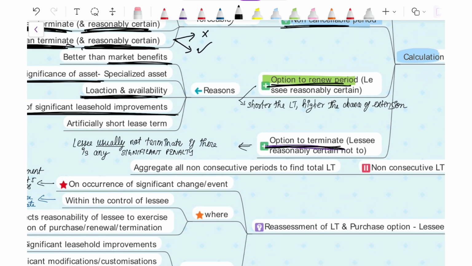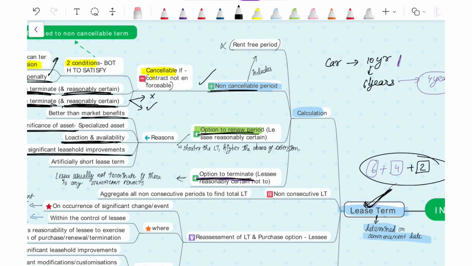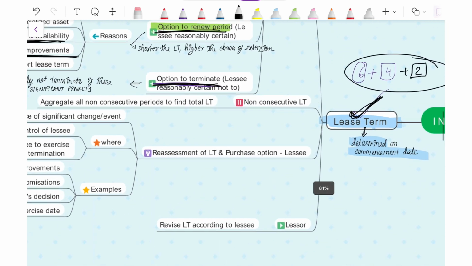Now talking about the option to terminate, I already spoke about it. If there is a significant penalty, then in such a case the lessee usually will not terminate. But if there is a significant penalty and the lessee is getting a better find outside, then he will terminate and go. So for termination, you do not have any such specific conditions. If the lessee is reasonably certain he will not terminate, then include that period. So you have to include the non-cancelable period, the renewed period, and the period where the lessee is reasonably certain that he will not terminate. Okay.